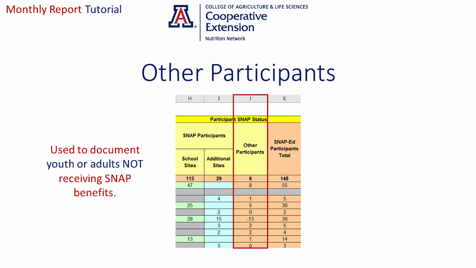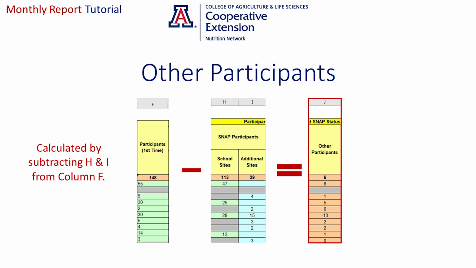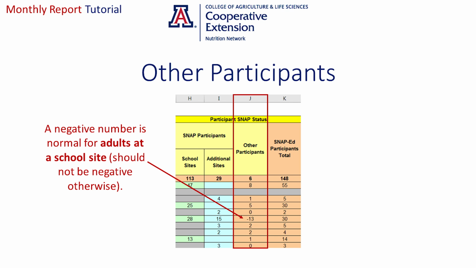Column J, Other Participants, is used to document youth or adult participants that are not receiving SNAP benefits. This column will automatically calculate the number of other participants by subtracting the numbers from columns H and I from the number in column F, which was entered in the Direct tab. If working with adults at a school site, a negative number may show in this column. This happens because of the pre-populated data keyed in column H and will be amended by AZNN later on in the process. This number should not be negative for any case other than adults at a school site. If it is, you may have made a mistake that will need to be amended.